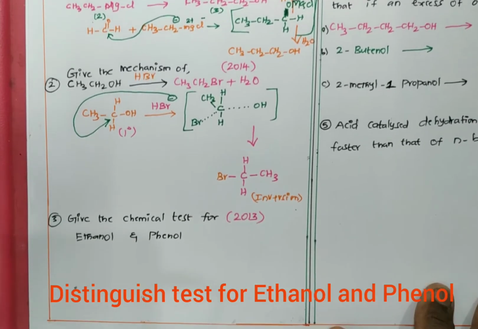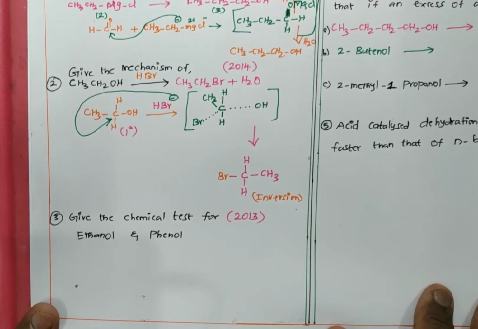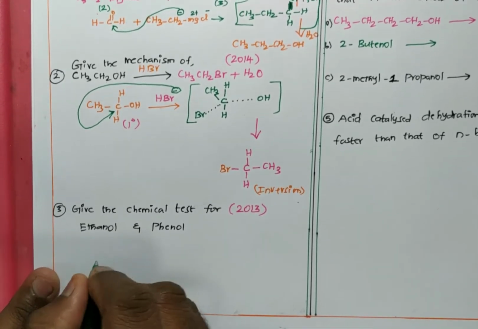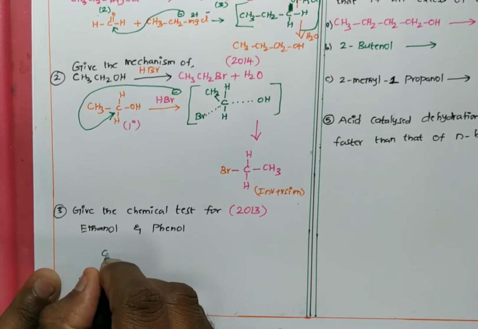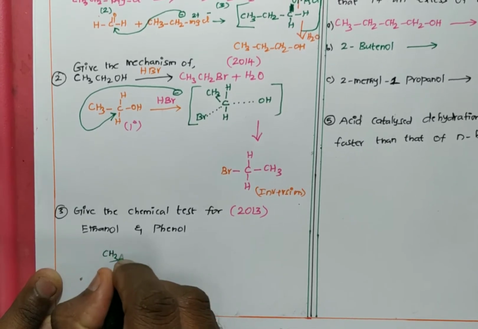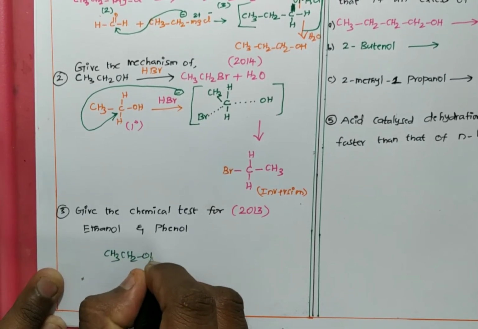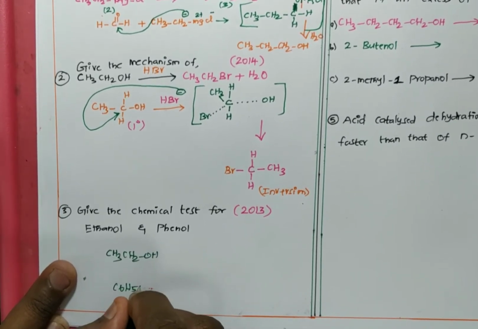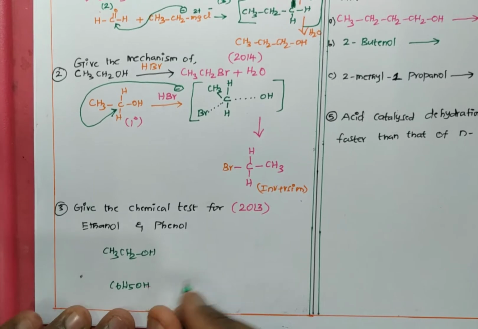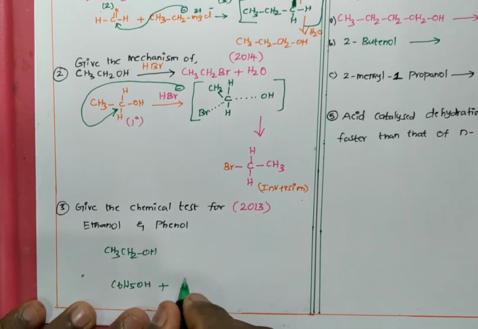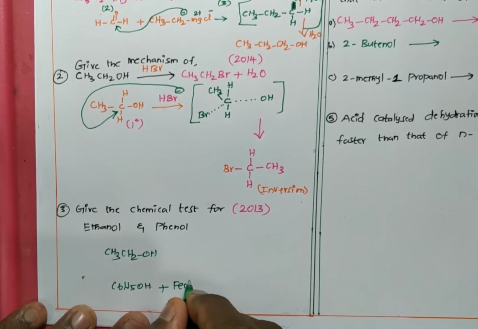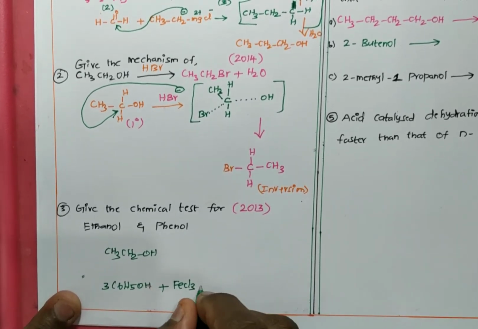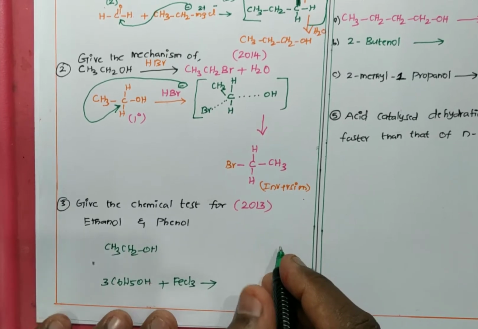Okay, and the next one is: give the chemical test for ethanol and phenol. This question was asked in the year 2013. It is a very simple question. Suppose I am using ethanol, CH3CH2OH, and C6H5OH, which is phenol. If the phenol reacts with FeCl3, what happens? Suppose I take it like this, 3HCl is getting formed.